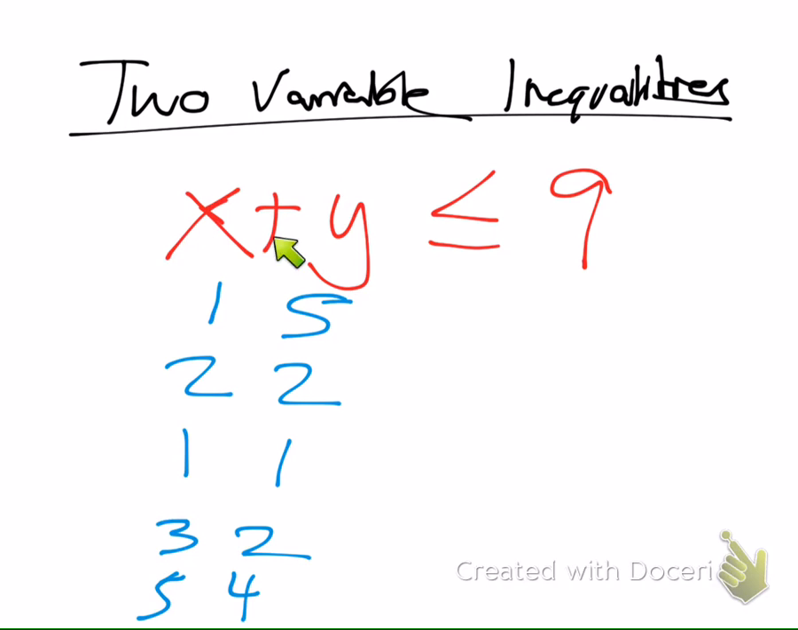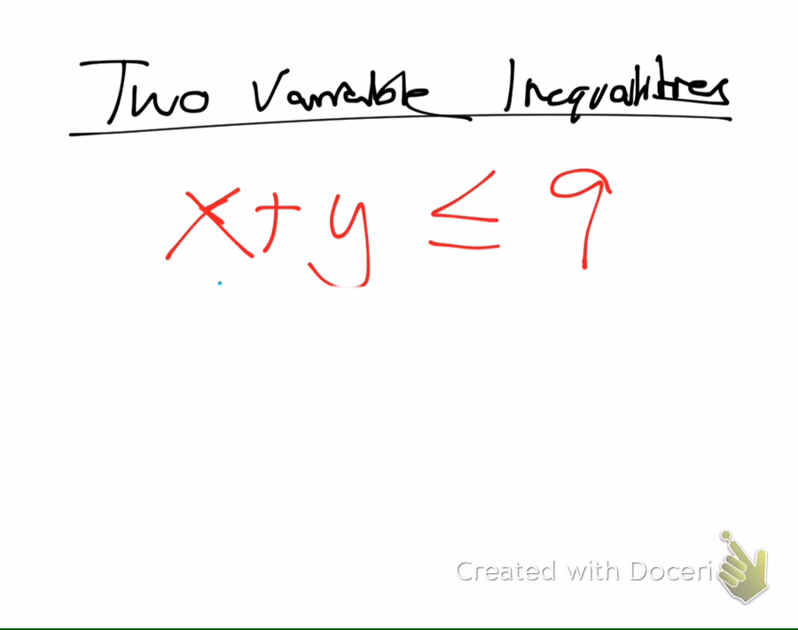So the problem we run into here is we can't put these answers on a number line because it depends on what x is, what y can be, and vice versa. So we have to come up with a better way to put all these answers than a number line, which luckily there is one, and that's what we're going to talk about today.